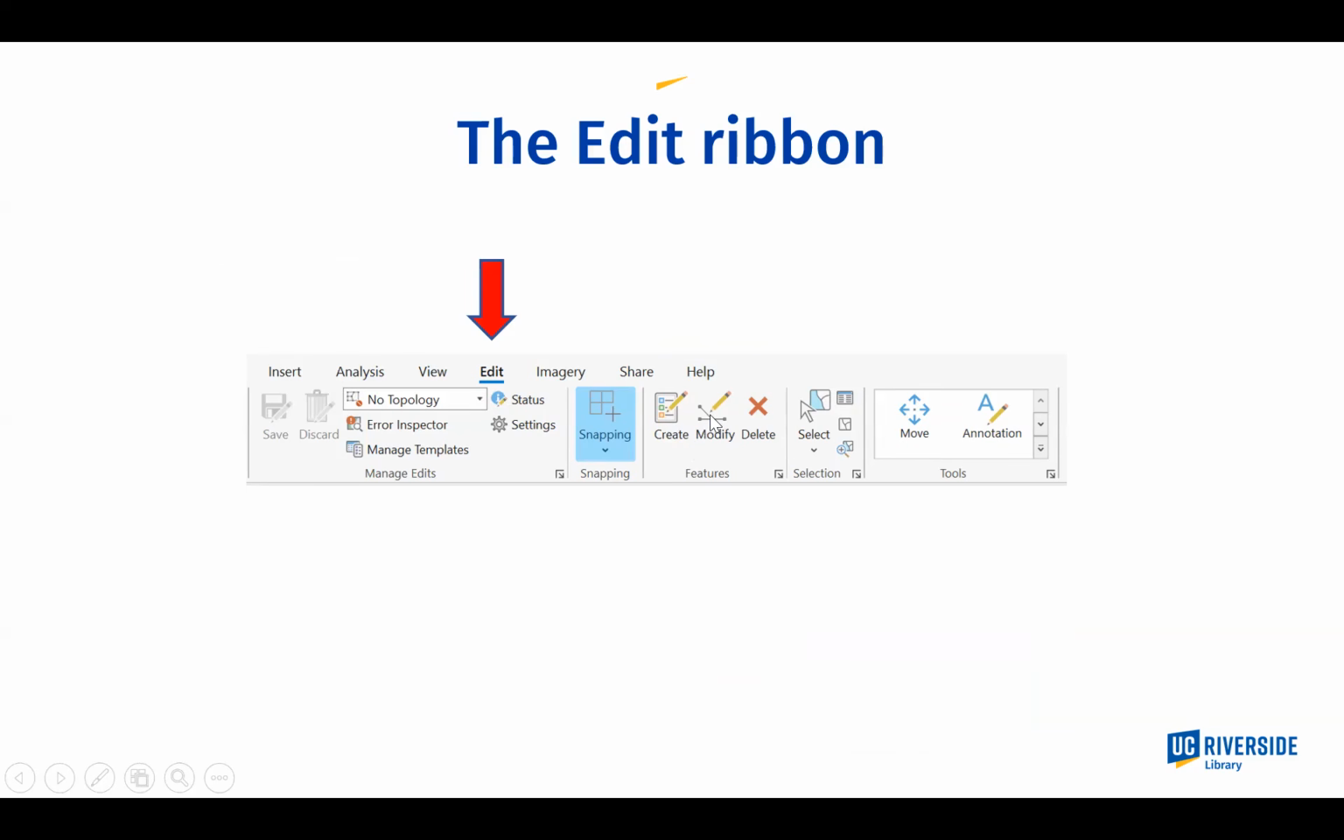You can modify them, either move them or reshape them or split them or all kinds of things like that. But to do that, if you're going to modify anything, it has to be selected first. That's good to know, especially if you're a little nervous that you'll delete something by accident. Know that you have to have it selected first before you can do anything to it. So if you're going to be making maps, the edit ribbon will be one of your friends.